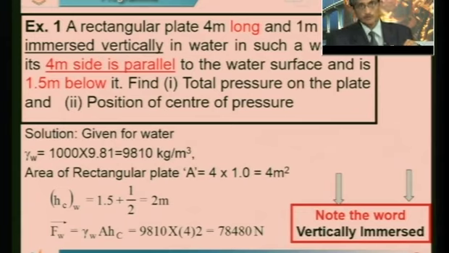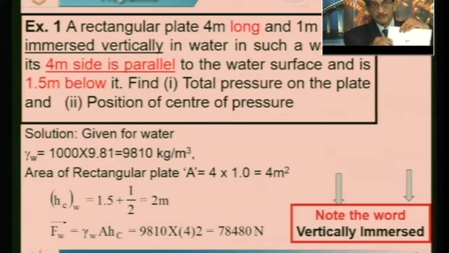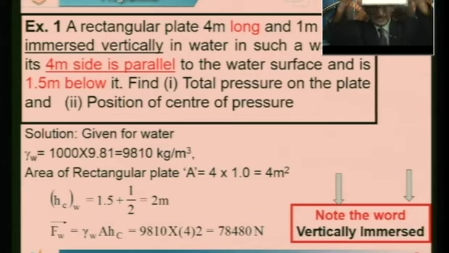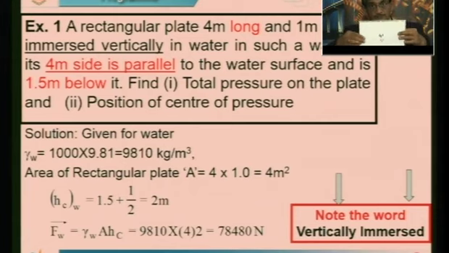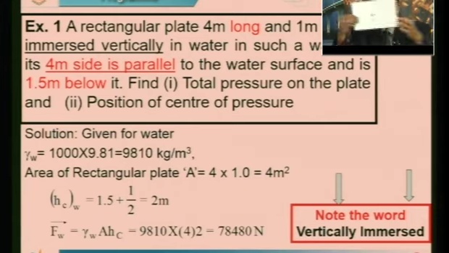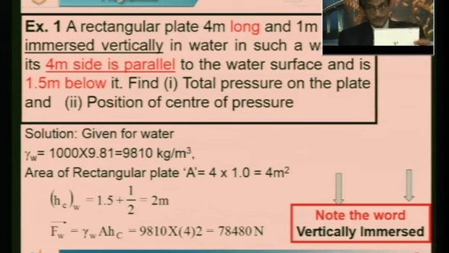Okay. I have mentioned one more thing in the slide. You can see, note the word vertically immersed. Vertically immersed means I am looking at the plate exactly like this in front. It is not like this. It is like this. Okay. Is it okay? Now let us see further.